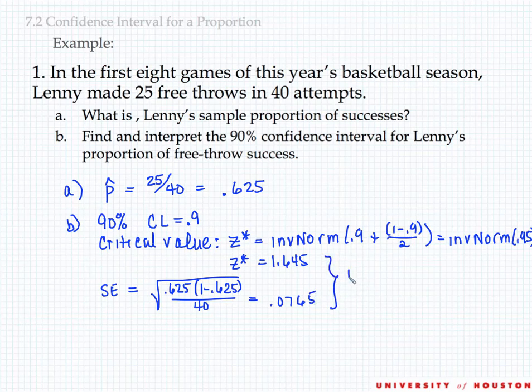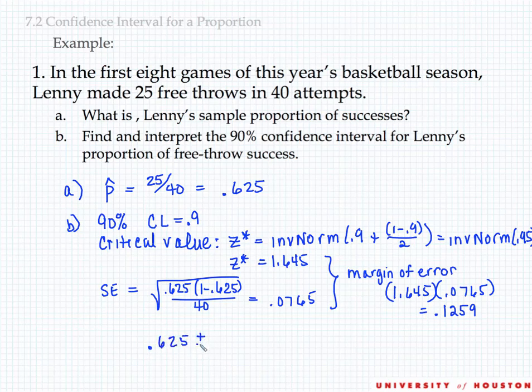The margin of error is the product of these two values. And this comes out to be 0.1259. So our confidence interval will be our sample statistic plus or minus this margin of error. That gives us an interval from 0.499 to 0.751.